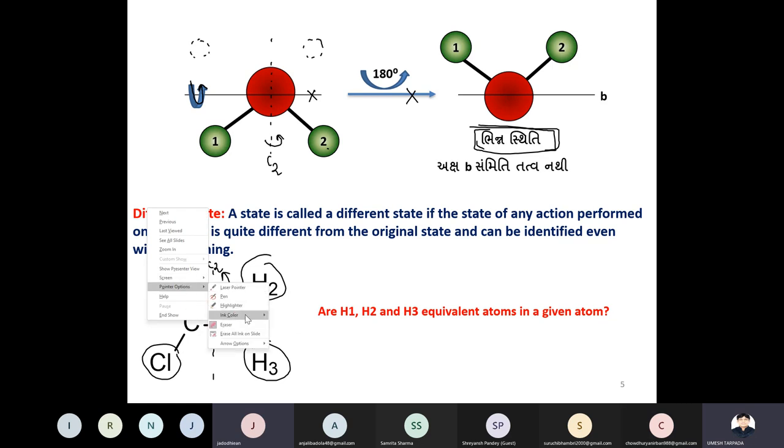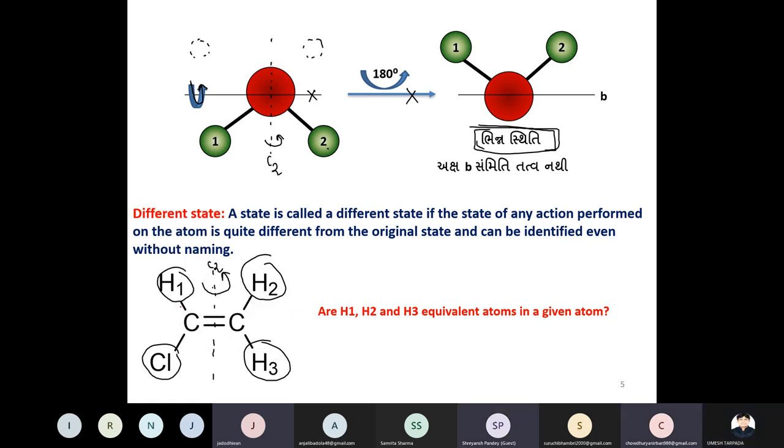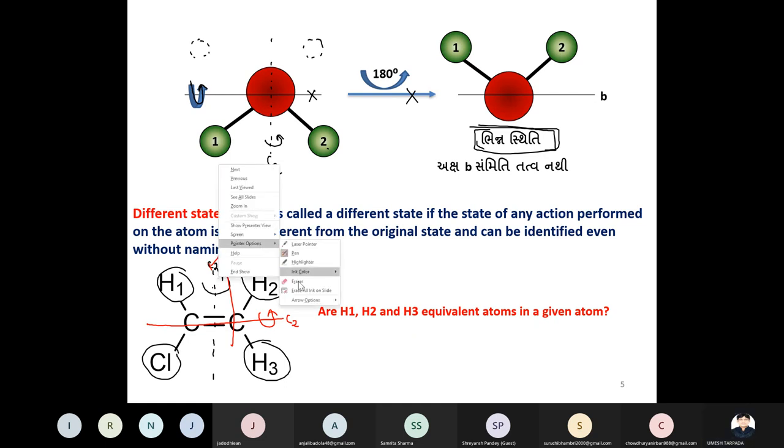What is the problem with that C2 axis? The chlorine. Yes. Again, hydrogen H1 goes to the position of Cl, and that is different. Of course, H2 and H3 can change their position, but H1 and Cl cannot change their position. This is non-equivalent, and that's why the entire position is non-equivalent. You cannot take a mirror image. Here in the center, you cannot take a plane.